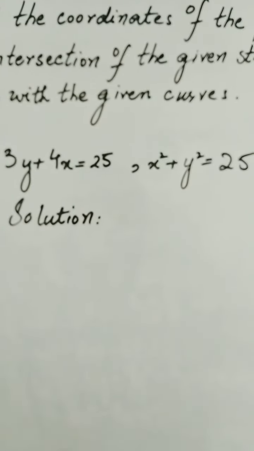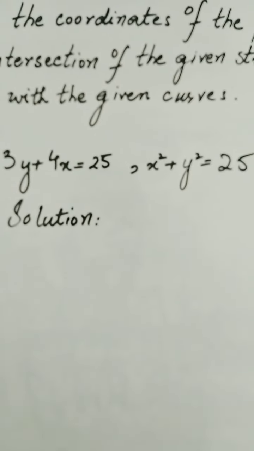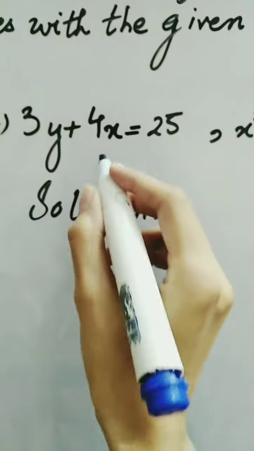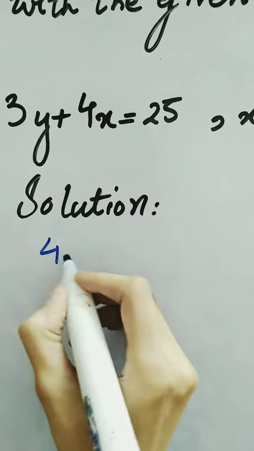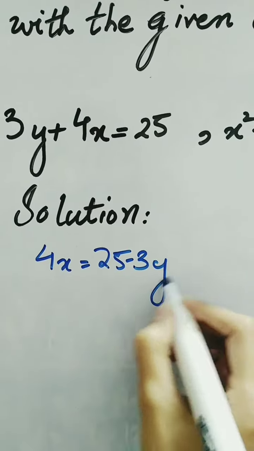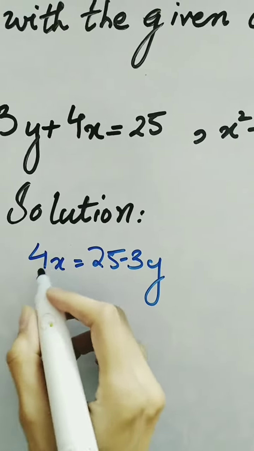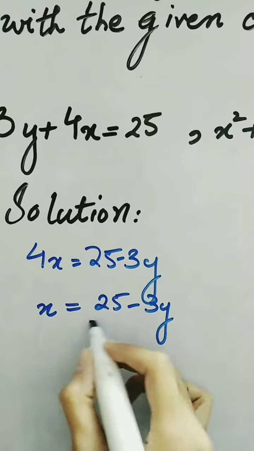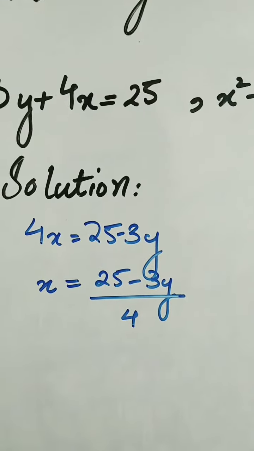Here we have another pair: 3y plus 4x is equals to 25 and x² plus y² is equals to 25. First we will find out the value of x with the help of the equation 3y plus 4x is equals to 25. First we will take 3y to the other side and it becomes 25 minus 3y. Then we will have 4x is equals to 25 minus 3y. In order to eliminate 4 from x, we will shift it to the other side and it becomes x is equals to 25 minus 3y over 4.